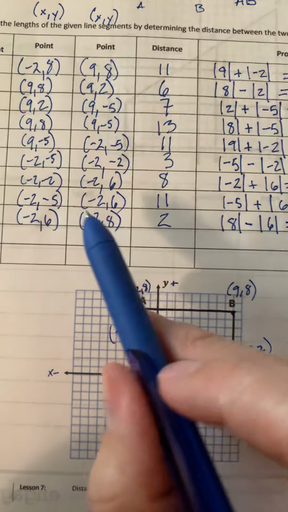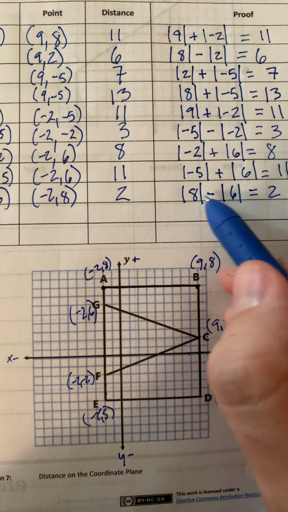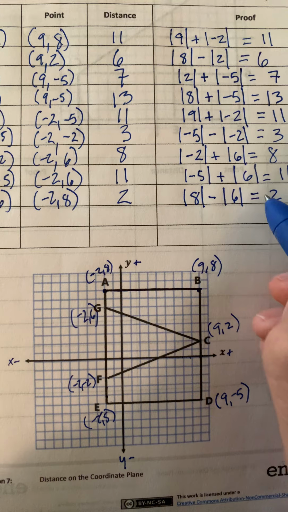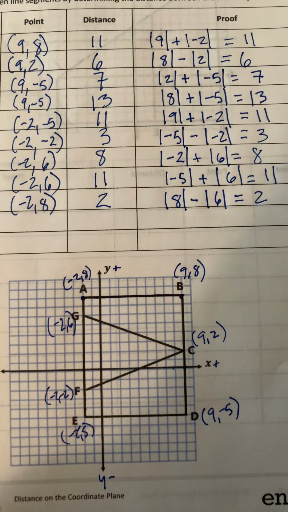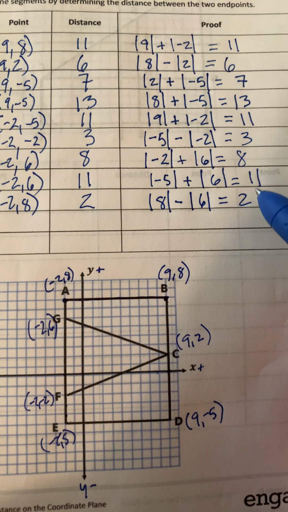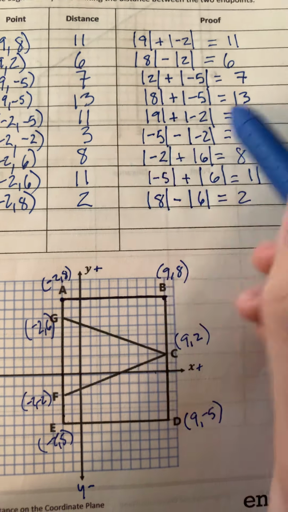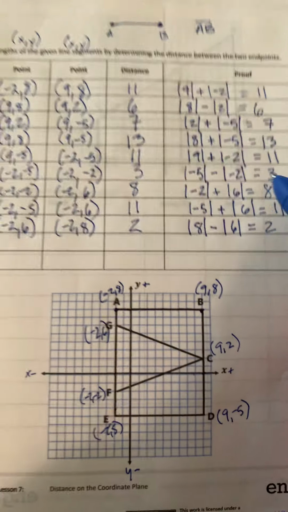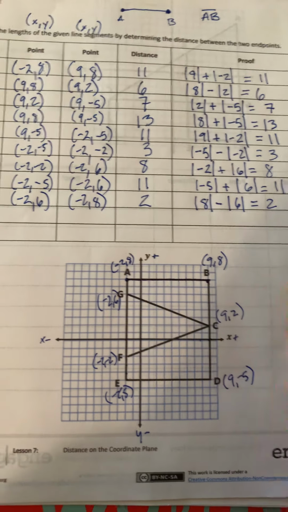Now here's the thing, boys. Why didn't I do 6 minus 8? Because if I do 6 minus 8, that's going to end up being a -2. All right, so you're just setting it up so that it comes out exactly as the distance. That's why this is called proof. All right, be very careful with that.